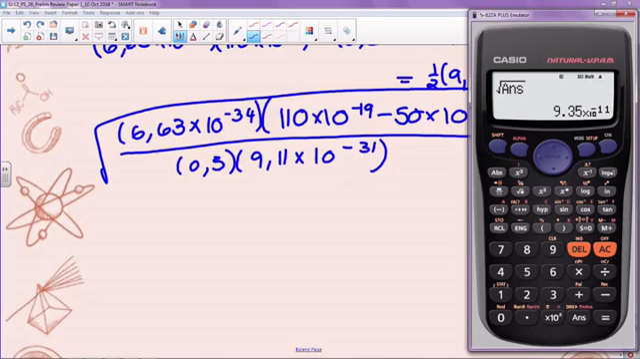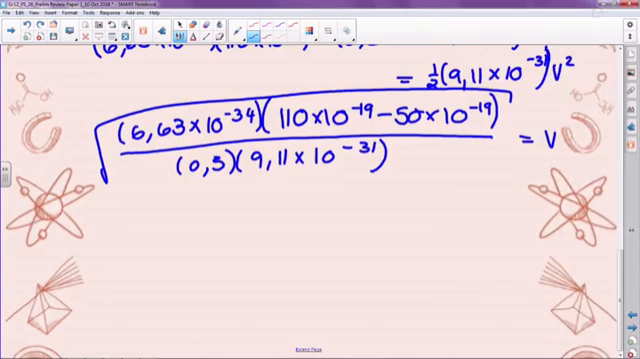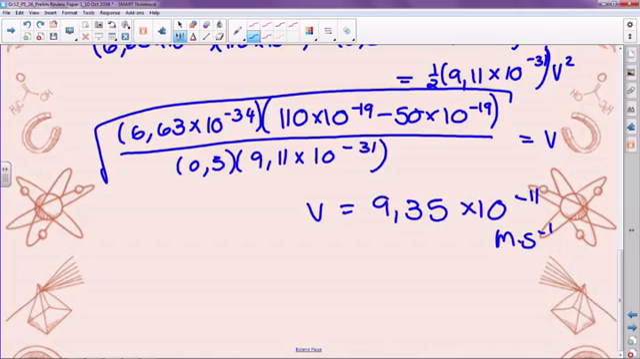So I get 9,35, which is actually quite big. Actually, it's quite small, but that's okay. 9,35 times 10 to the minus 11 meters per second. How you do the maths once you've done all the substitution, they don't actually care. As long as you get there, and all of you will work that differently.